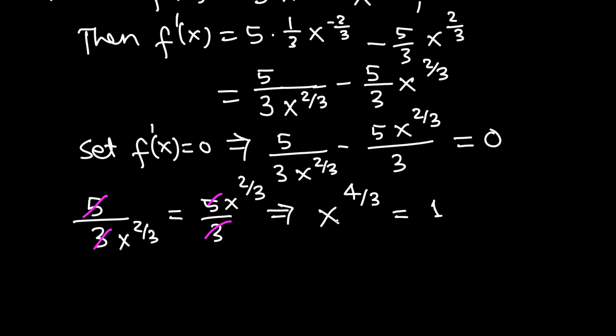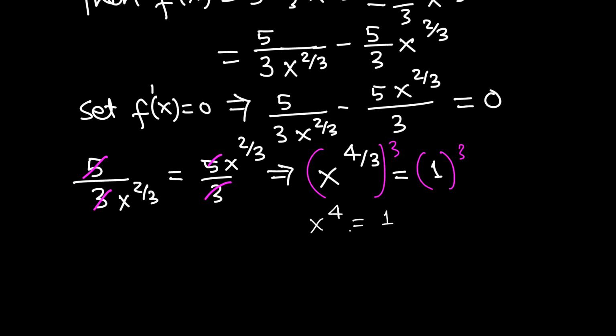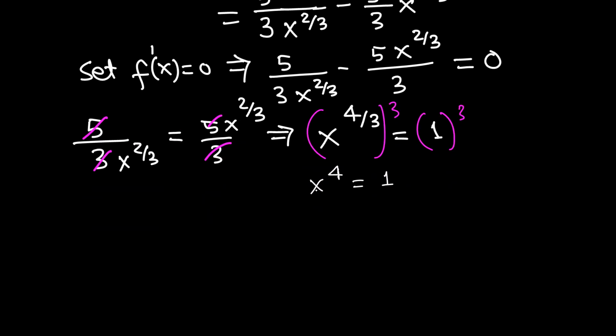That means x equals what? Now we need to solve for x. To solve, look, 4/3 means it's a cube root. x to the fourth times 1/3, cube root. So let's cube both sides first. Cube both sides, then 4/3 times 3, the 3s cancel. So we get x raised to 4 equals 1 cubed, which means just 1. So we have x to the 4th equals 1. So this x equals 1.